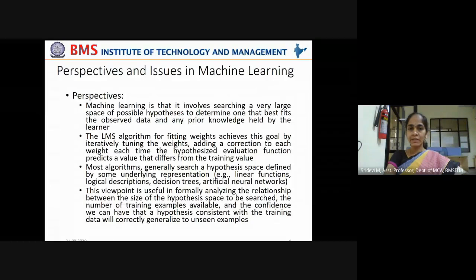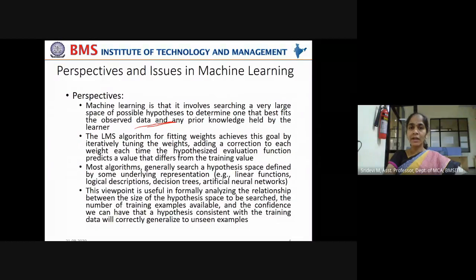Now, machine learning involves searching a very large space of possible hypotheses to determine one that best fits the observed data and any prior knowledge held by the learner. Understand all this carefully, because you should be very clear about what is hypothesis, what is training example, what is target function. All these are preliminary knowledge which you have to be very clear about, so that you can understand the later topics, right?